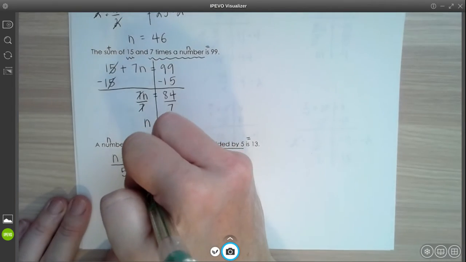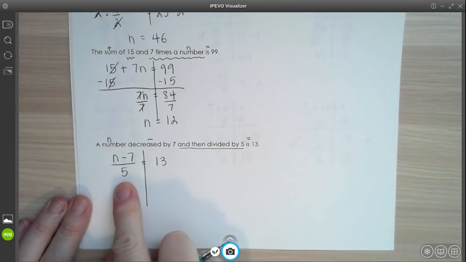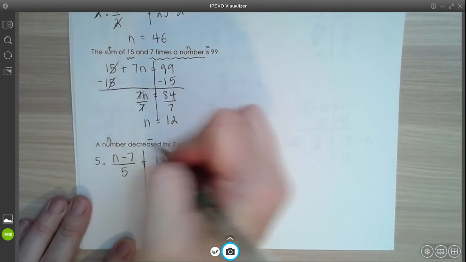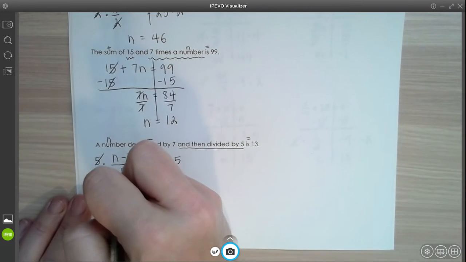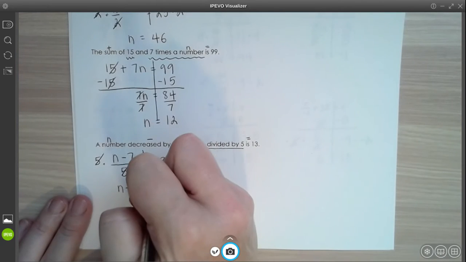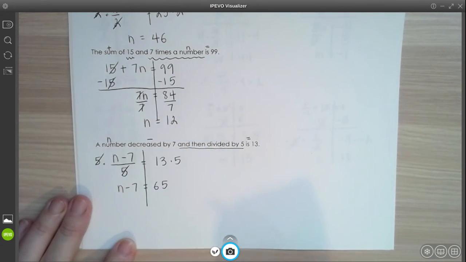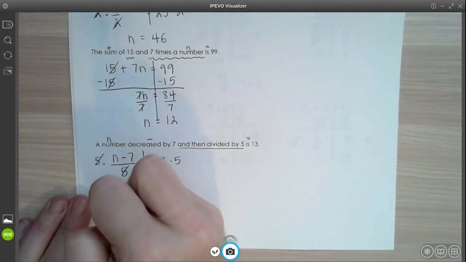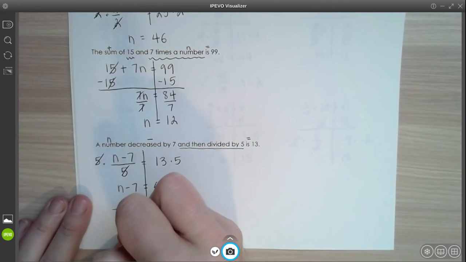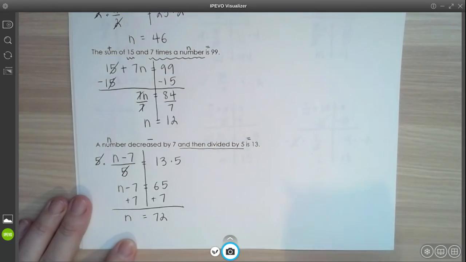So this is just like one of those we did on the previous part of this lesson. We're going to draw a dividing line to get rid of division by 5 first. We're going to multiply by 5. So we have n minus 7 equals 13 times 5 is 65. And then to get rid of this minus 7, I'm going to add 7. And we're going to have n equals 72.